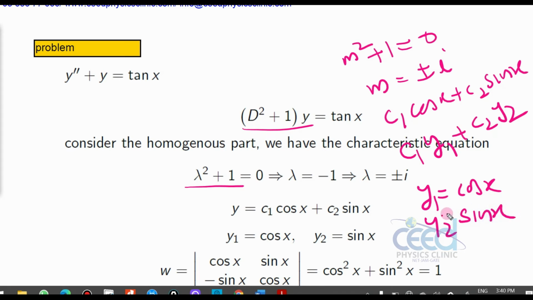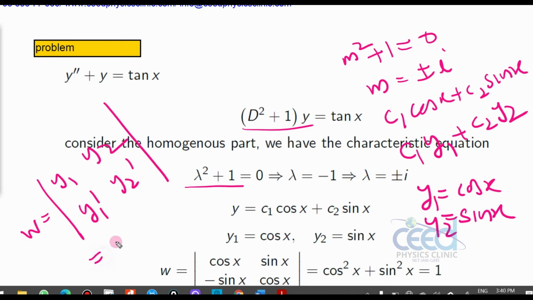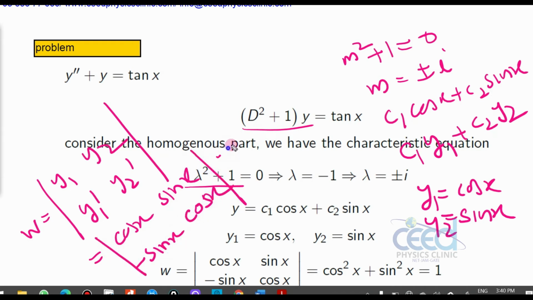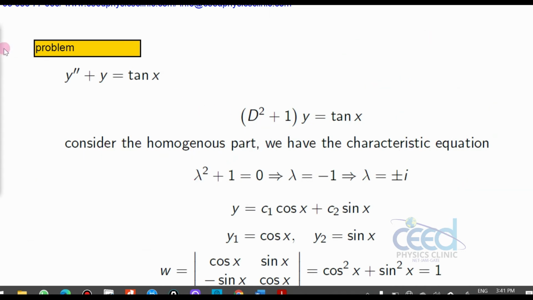Okay, now I can define the Wronskian. What is the Wronskian determinant? That is y1, y2, y1 dash, y2 dash. I can write this y1 as cos x, sin x, this is minus sin x, and this is again cos x on differentiating sin x. Okay, now once I get this, what is the value of cos square x plus sin square x? So its value is 1. So this determinant value is 1. So now I am able to calculate the solution by the formula which we have discussed.